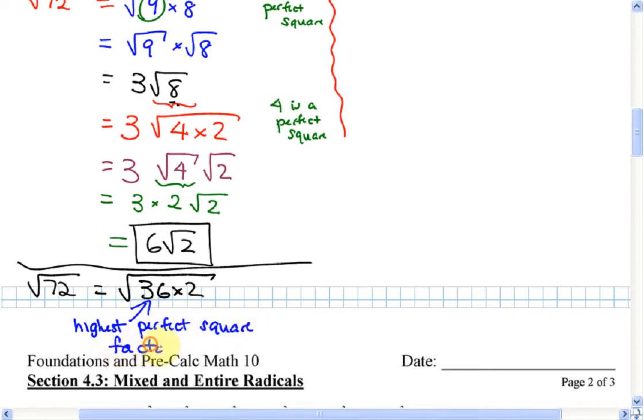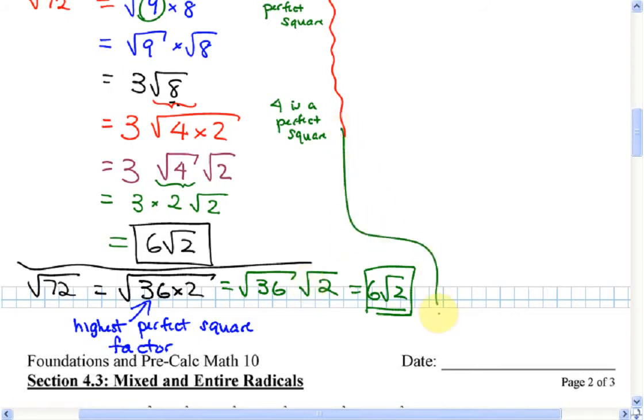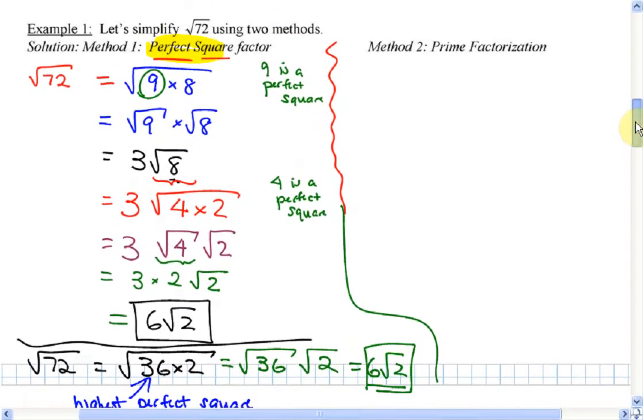If you can find the highest one, then your steps are a little bit simpler. Because now, if I ask you to write this as root 36 times 2, we can separate the root by our next property. Root 36 times root 2. And what's root 36, dear friends? 6. So your final answer is 6 root 2. Same answer, done much faster. And that's because you already found the highest perfect square factor. If you didn't, then you might have to do it 2 or 3 times. But if you do it, you can do it once. Okay? Any questions so far about method number 1? Okay, let me show you method number 2, and then you can decide which one you like better.